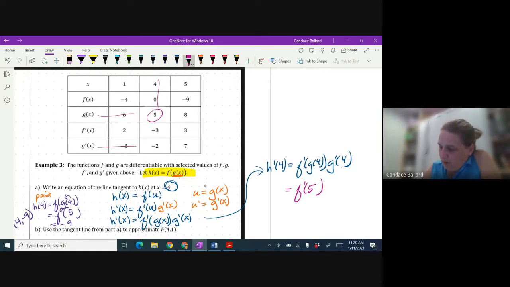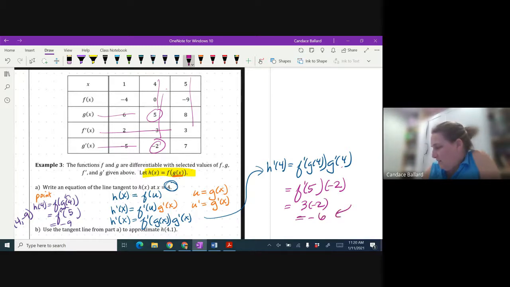Says I need g prime of 4. So I'm going to go to g prime. I'm going to grab 4. It says that it's negative 2. Then I'm going to go to f prime. So f prime of 5 looks like I get 3. So 3 times negative 2 is negative 6. This is our slope.